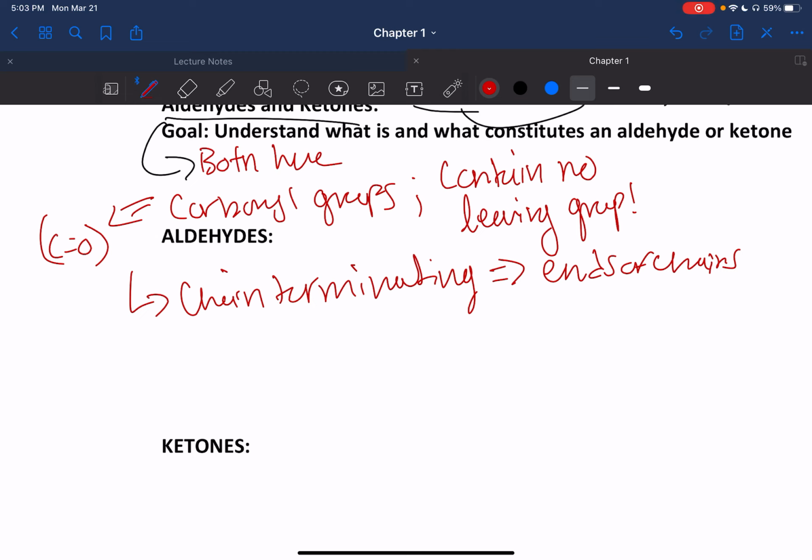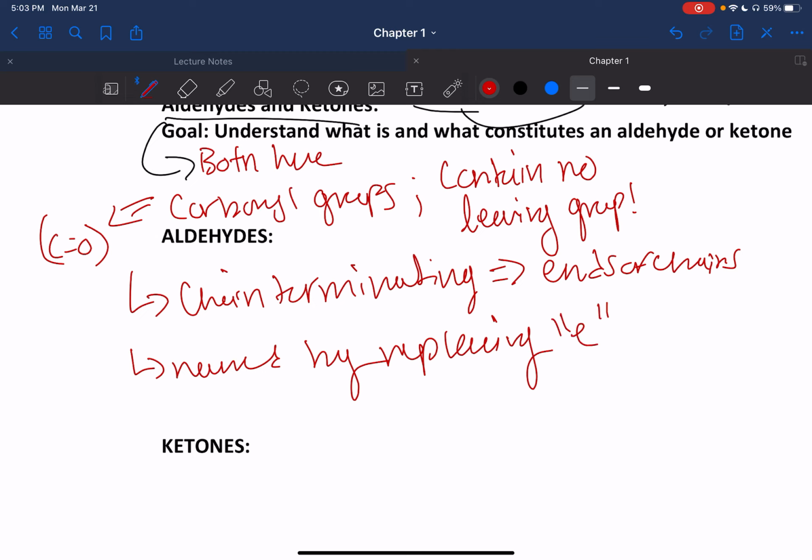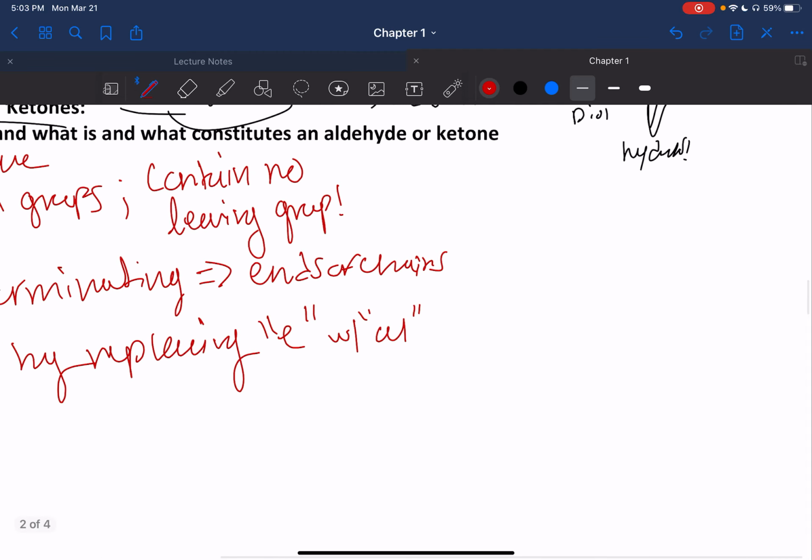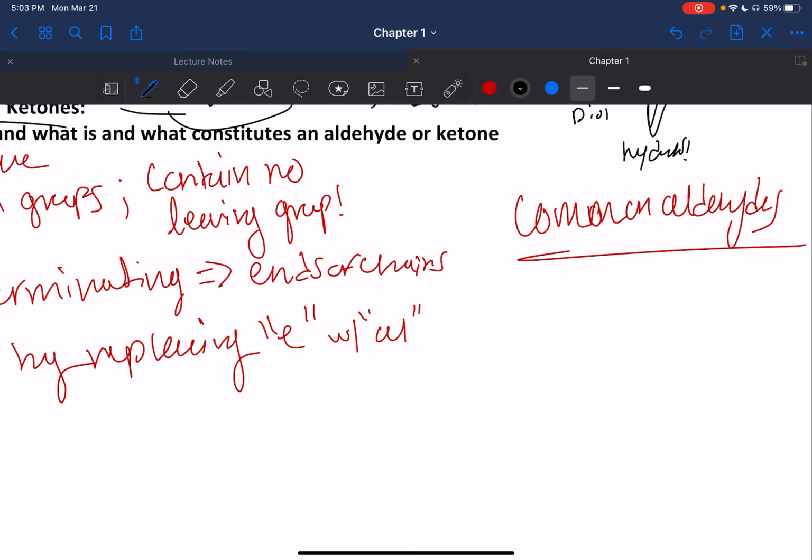They're named by replacing the E at the end of the alkane parent name with al. Some common aldehydes that we'll see: the first one is formaldehyde, which has 1 carbon. 2 carbons is acetaldehyde. And 3 carbons is propionaldehyde.